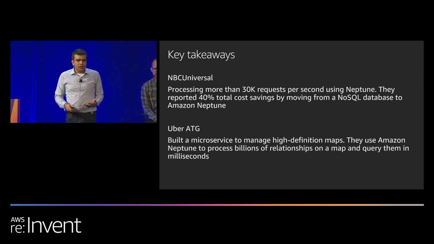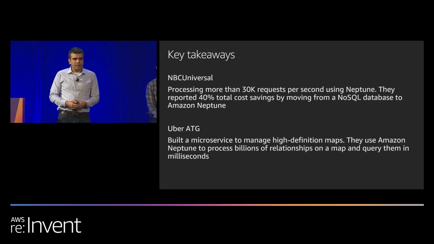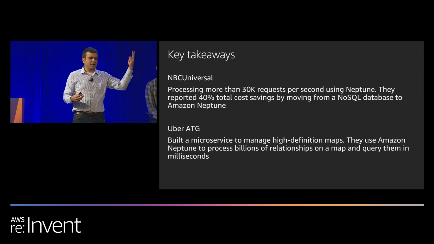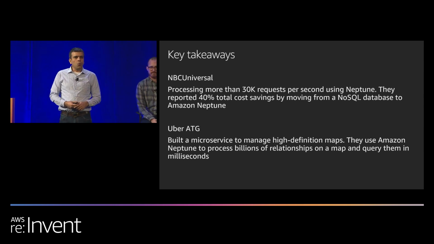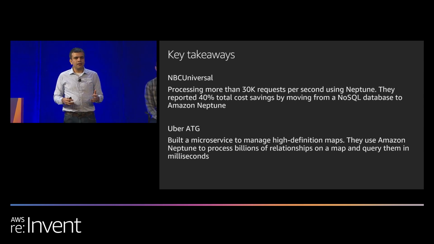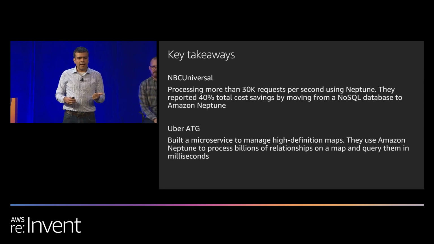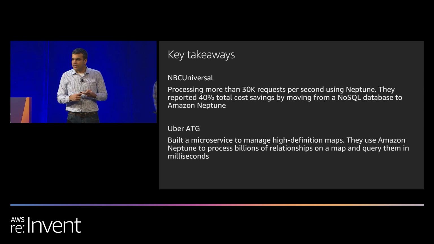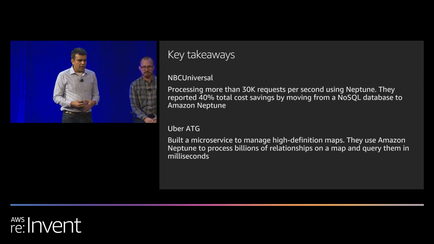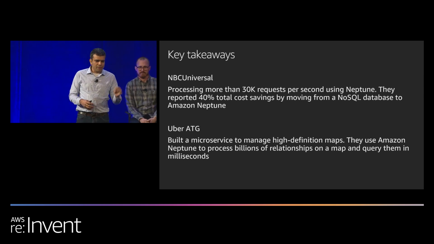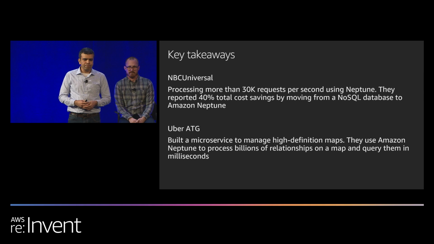So what you heard from Yas for the Uber ATG use case, my takeaway is, again, two things. One, in terms of scale, Uber ATG has a requirement to process billions of relationships. The query latency needs to be in milliseconds, and they process over a petabyte of data. That's a combination of S3 and Amazon Neptune. That's a lot of high performance, low latency requirements.